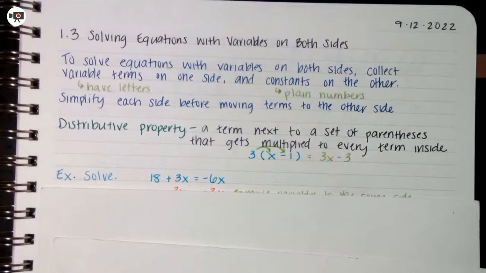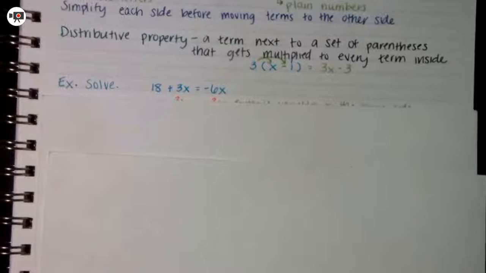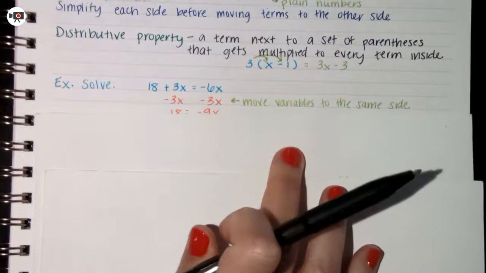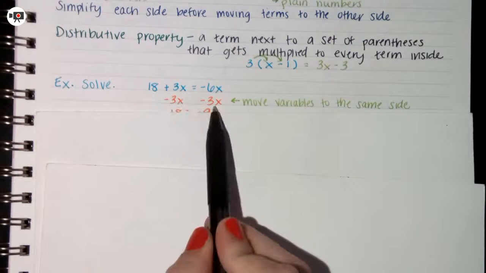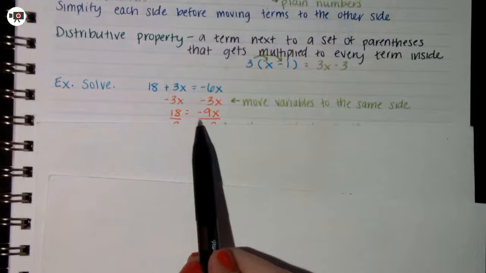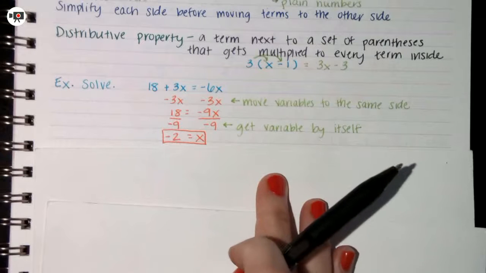So we're going to solve 18 plus 3x equals negative 6x. I need to put all variables on the same side. To do that, I can subtract 3x on each, and then I get 18 equals negative 9x. Divide each side by negative 9, and x equals negative 2.